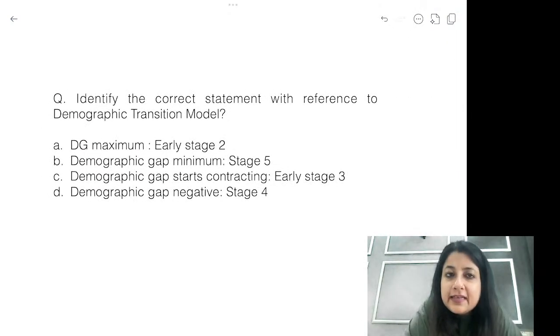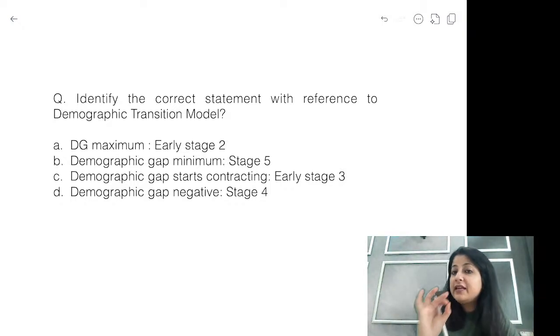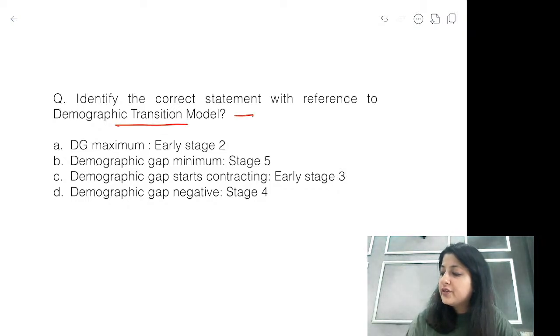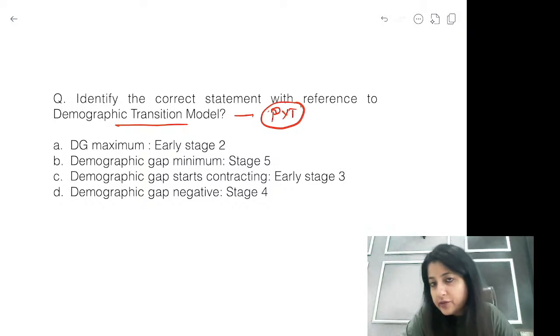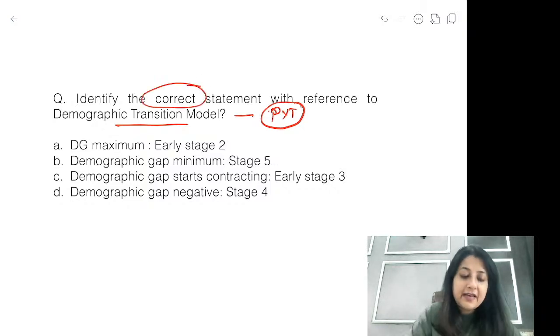Identify the correct statement with reference to the demography transition model. Now, demography transition model is important. It's a very important topic. It's a very important PYQ. Okay, it's a very important PYQ that you must revise for all these exams. So, I said identify the correct statement.